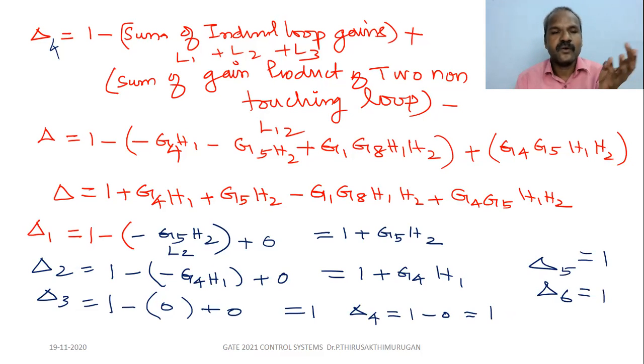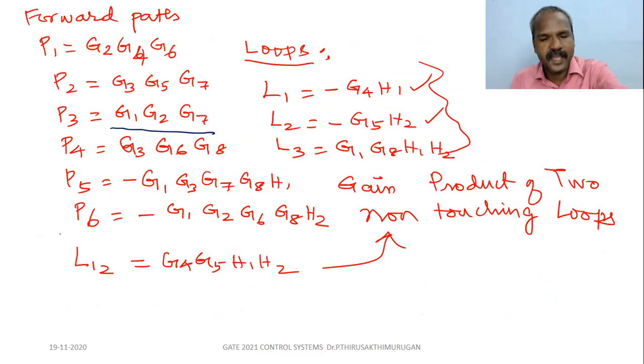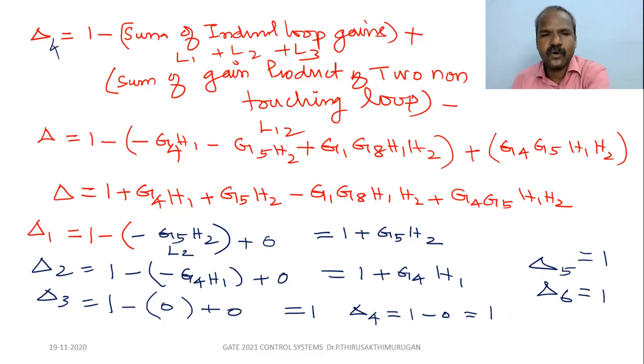So we know delta 1, delta 2, delta 3, delta 4, delta 5, delta 6. Then similarly P1, P2, P3, P4, P6 we have. So all the required components, elements are available. So what is our delta? So the transfer function is equal to 1 by delta.